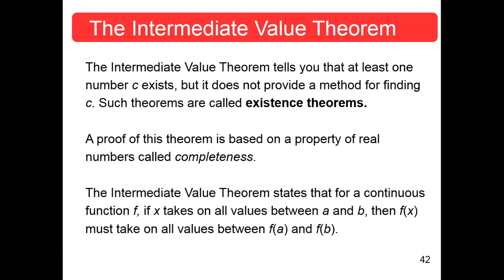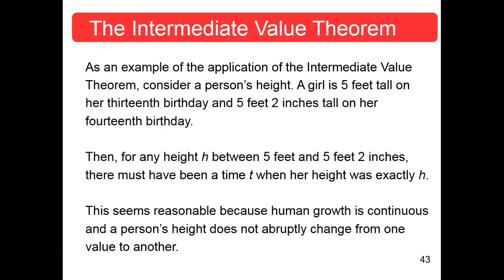The intermediate value theorem states that for a continuous function f, if x takes on all the values between a and b, then f of x must take on all the values between f of a and f of b, whichever is greater or lesser. And, you know, it could take them on several times, but it will take them on at least once.